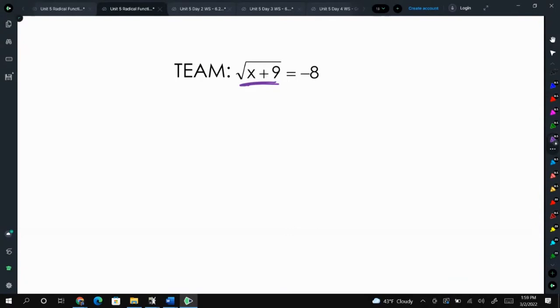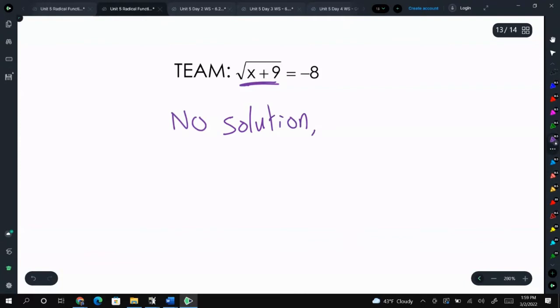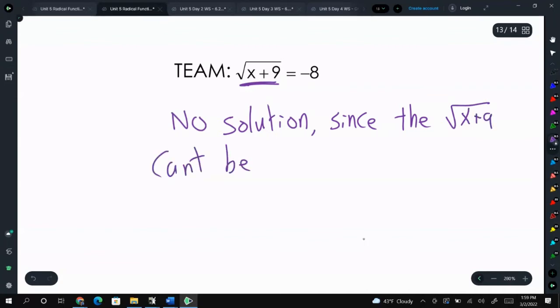Is it possible to have the square root of a number, or square root of anything, equal negative 8 or any negative value? Because when we were graphing square root functions, we had a range of y is greater than or equal to 0. Right here, we're saying that I could have a possible y value of negative 8. Well, that's outside of that range. So there's no solution, since the square root of x plus 9 can't be a negative number.